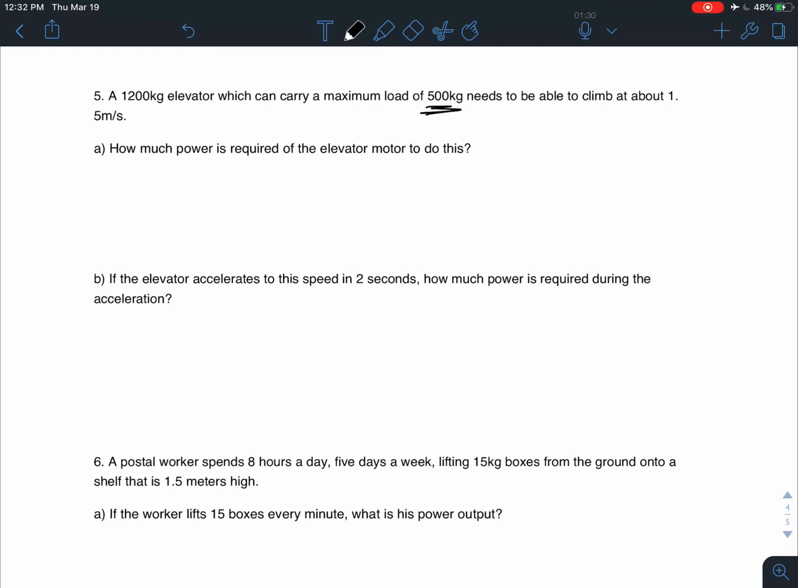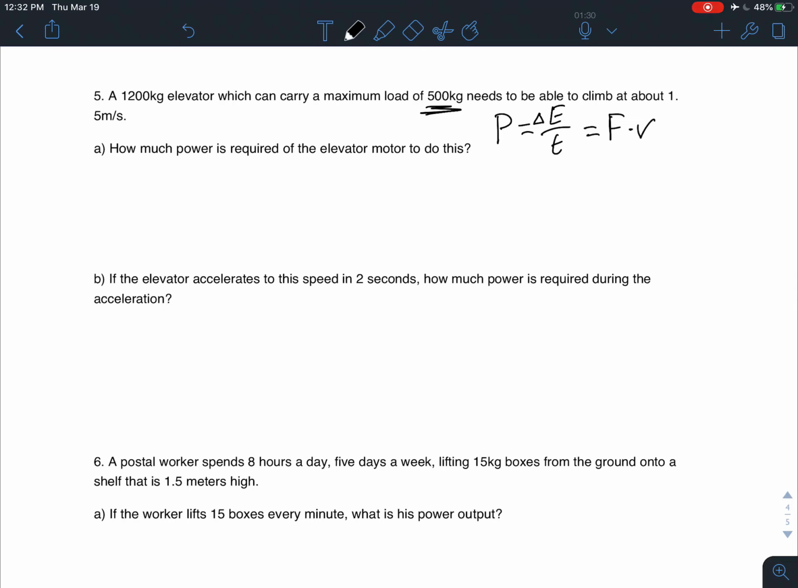So how much power is required to do this? There's two different ways you can do this. Our mathematical model for power is that it's equal to energy over time, like how much the energy changed over time, or force times velocity. Either one of those will work, and you can do either way here.